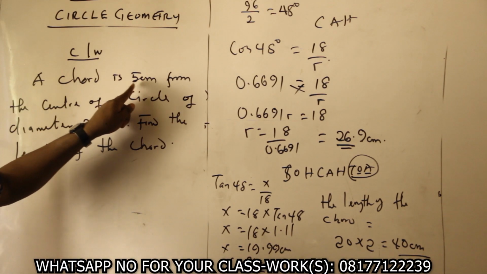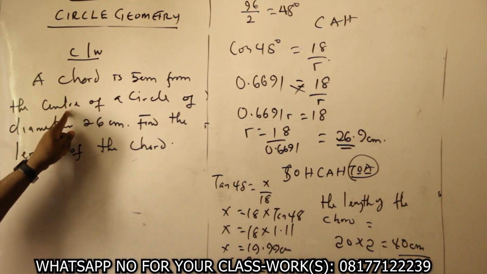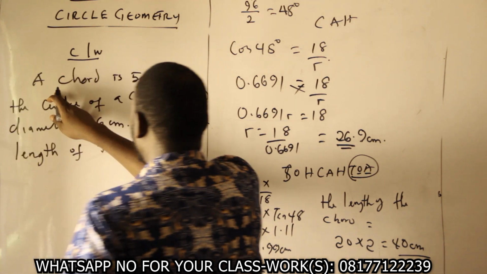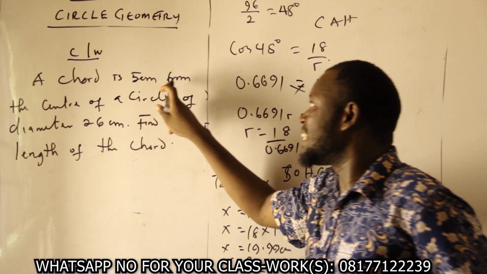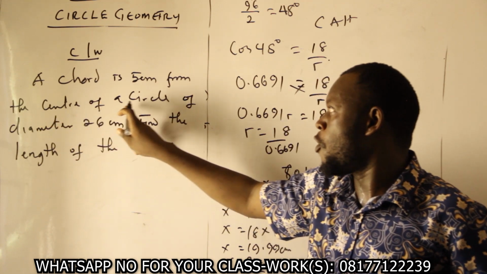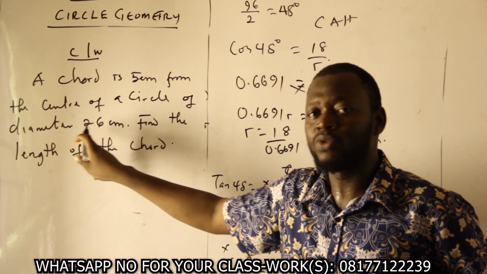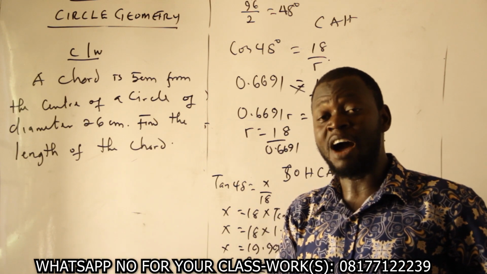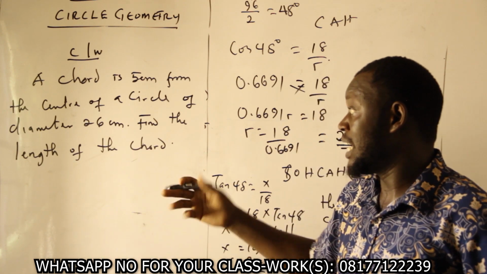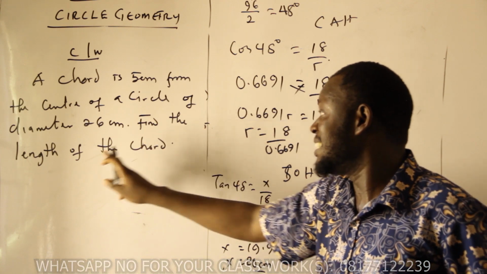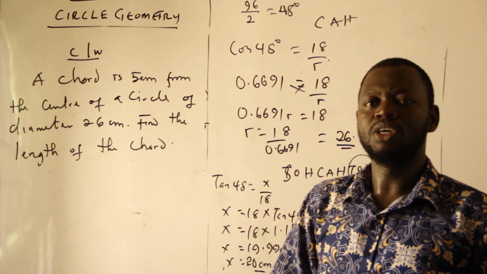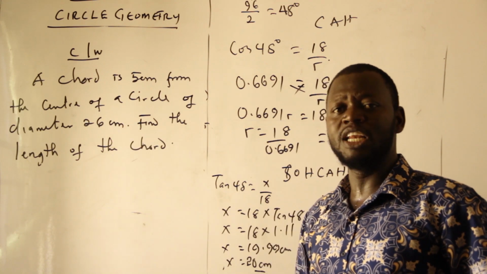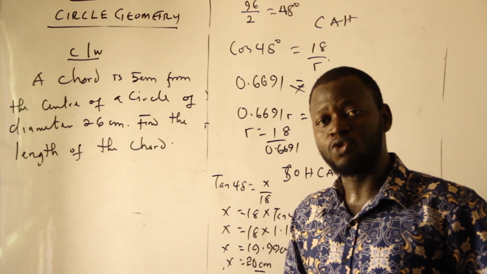A chord is 5 centimeters from the center of the circle. You have to draw this picture. A chord is 5 centimeters from the center of a circle of diameter 26 centimeters. That means the diameter is 26. Obviously, the radius will be half of the diameter. That's 13. That's what you are using. So find the length of this chord. Draw the picture. Let me see how it looks. Then insert those values, solve your work, and send it to my WhatsApp page.